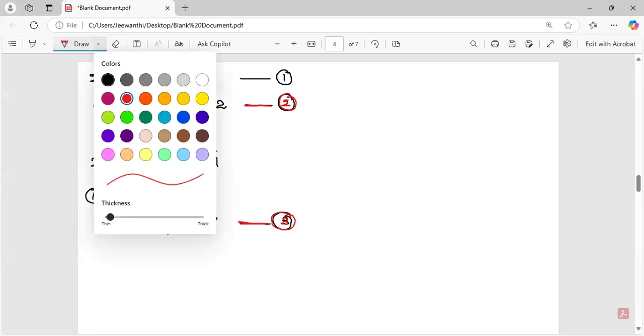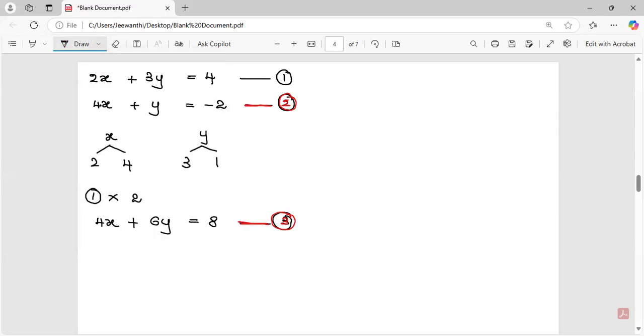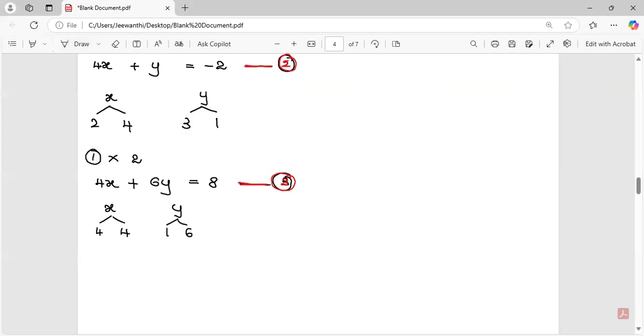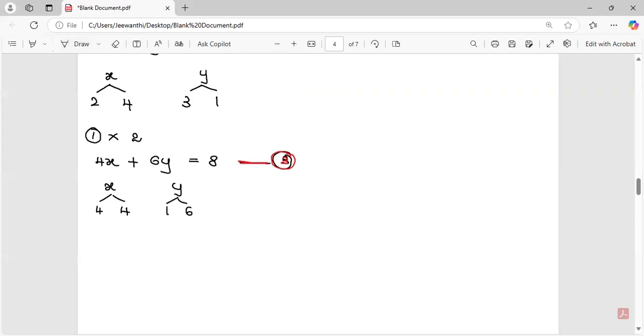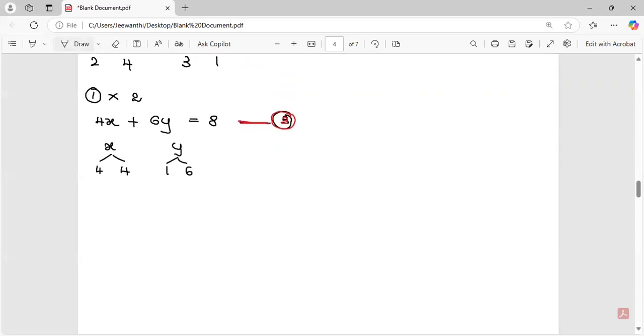Let's see what we can do now. Now I write here that x is having 4 and 4 and y is having 1 and 6, right? So then I have 4 and 4. That means my eliminating letter is x. So then I want to look at the sign of the eliminating letter. It is positive, positive. So that means I want to subtract. How am I going to subtract the 2 from 3?